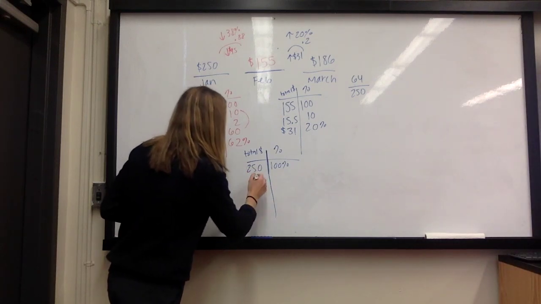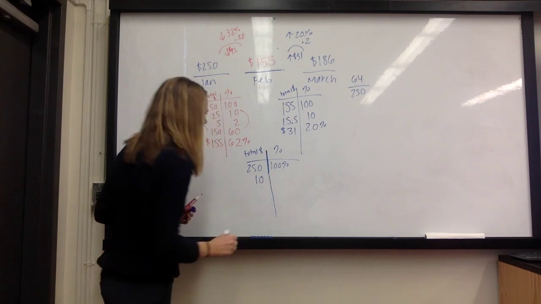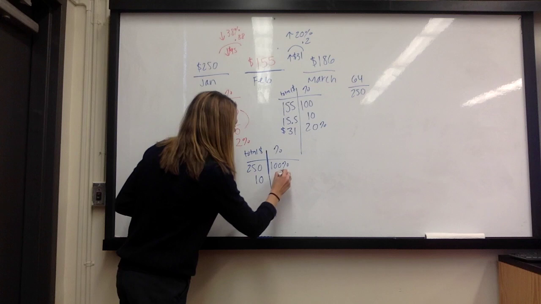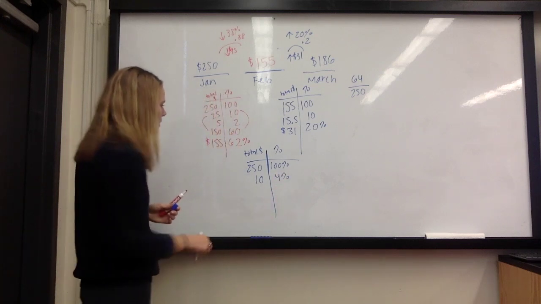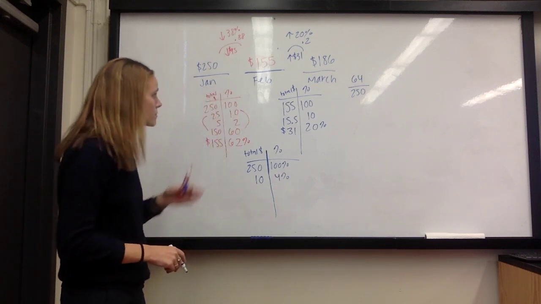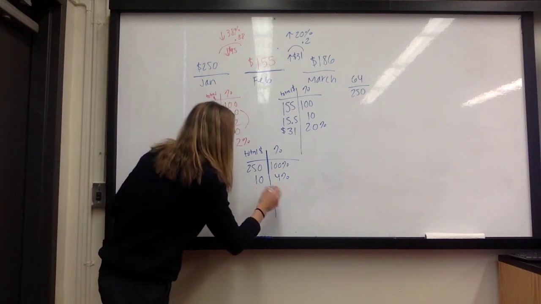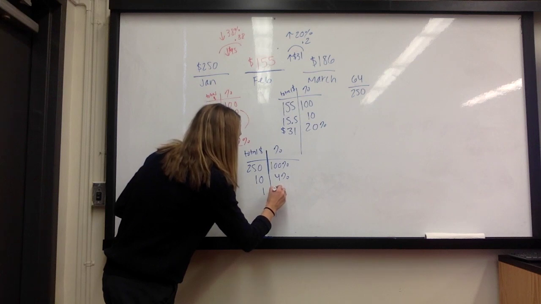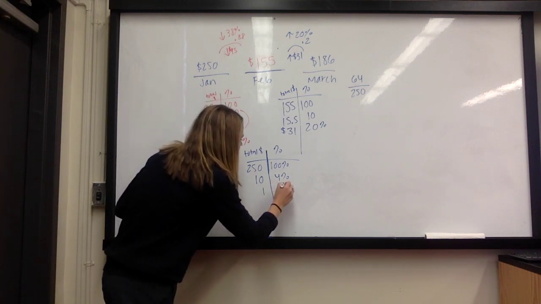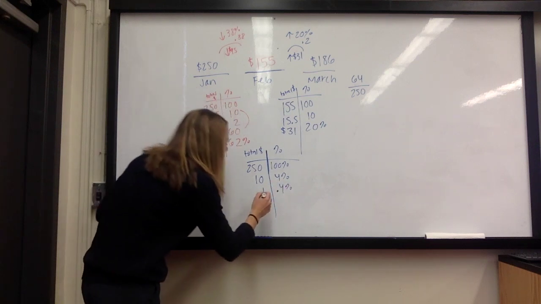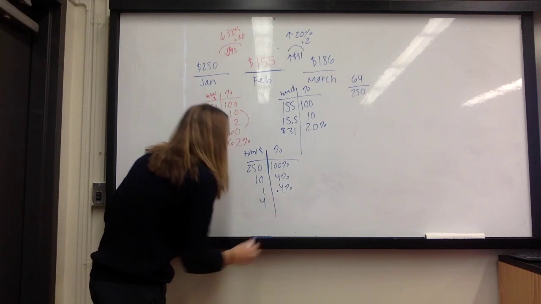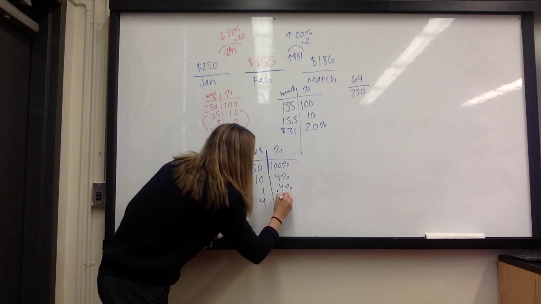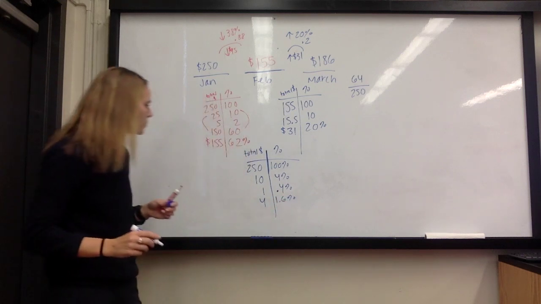So then I'm going to get to 10, which is going to be 4%. Then I have to go even further down. Remember, I'm trying to get to my 64, so I'm going to go down to 1, dividing by 10 on both sides. I'm going to get to 0.4%. Then I'm going to multiply by 4 to get my 4 for 64, and that is going to get me to 1.6%.